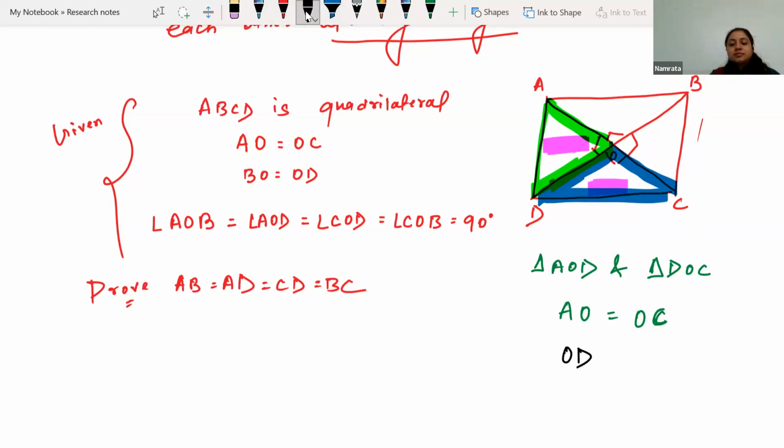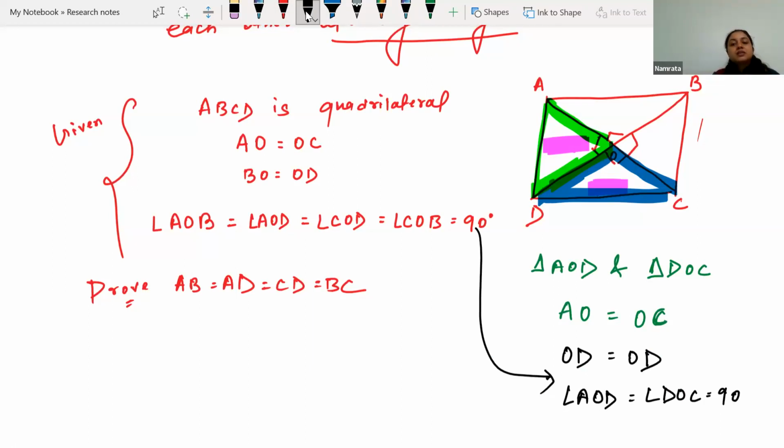OD. Yes. And one right angle is there and one right angle is here. Can you see? Angle AOD is equal to angle DOC. Both are 90 degrees. It is given, right? Yes, ma'am. Now let's see whether any congruency criteria is getting fulfilled or not.